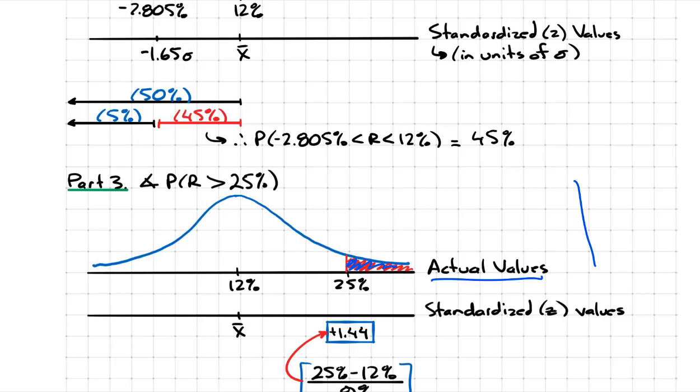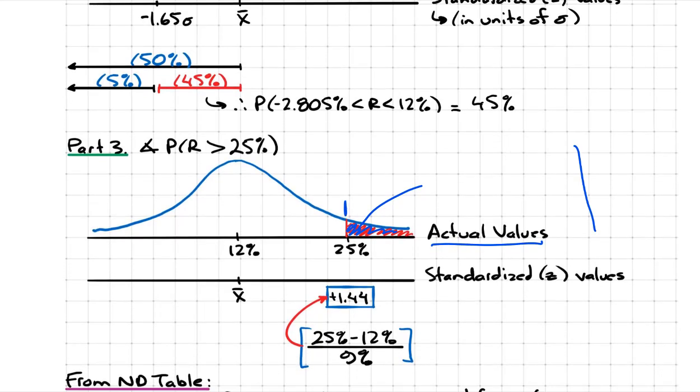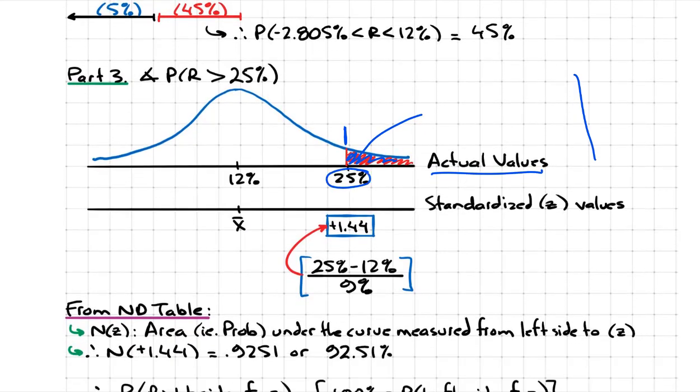Okay, now remember how this works. For us to calculate the area under the curve, i.e. the probability, we need to determine how far this critical point is away from the mean in units of standard deviation. So how do we do that? Well, here it is. How far is 25 away from 12? That's the numerator. And then we divide it by the value of the standard deviation, which is 9%. So the way to interpret this is the following: 25% is 1.44 standard deviations away from the mean.